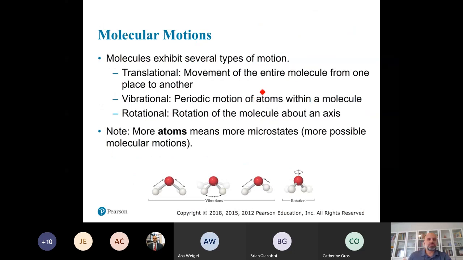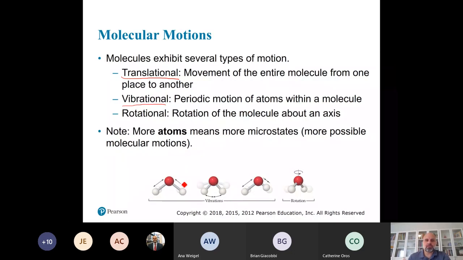So, molecular motions. In addition to molecules simply moving about within a container, there are other types of motions that exist. The first one is the one that we just talked about: translational motion. A molecule can just move as an entire molecule from one place to another. That's the easiest thing to picture in your mind. But there are other types of motions that a molecule makes. There are vibrational motions. Vibrational motion is a periodic motion of atoms within a molecule.